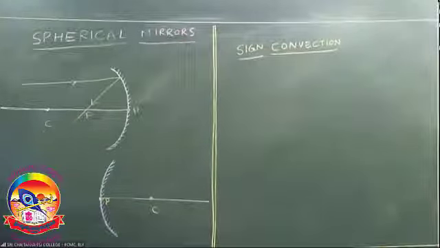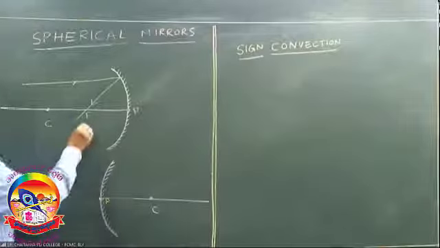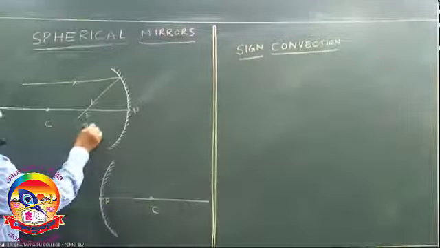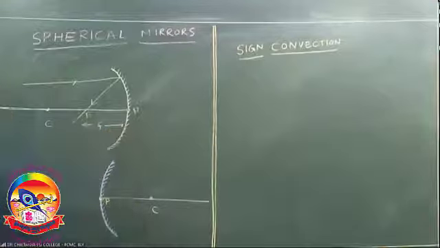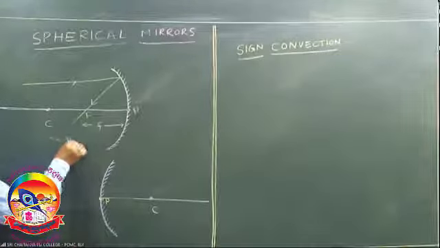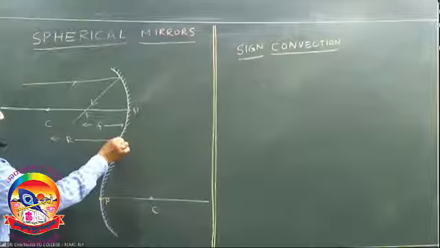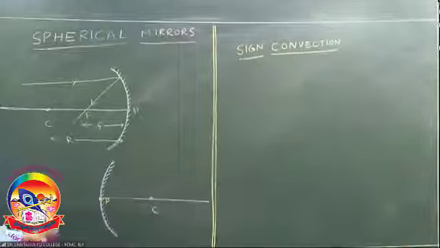The distance between the pole and the principal focus is the focal length. The distance between the pole and the center of curvature is the radius of curvature. In the previous class, up to this we have discussed.